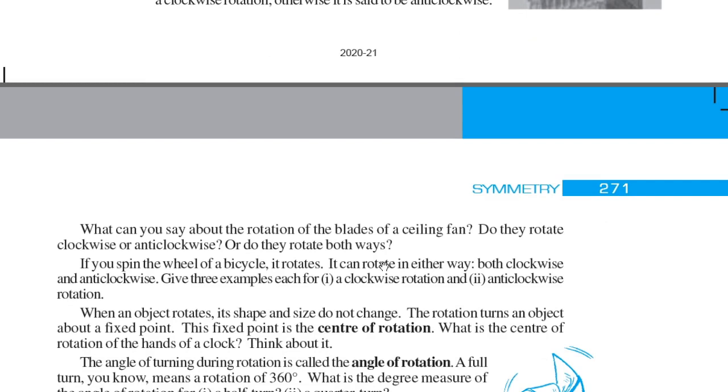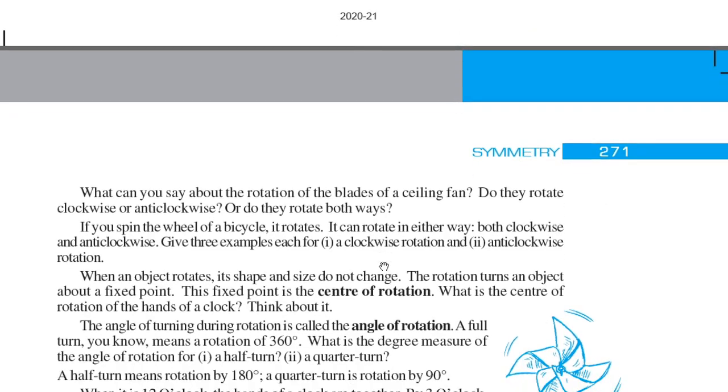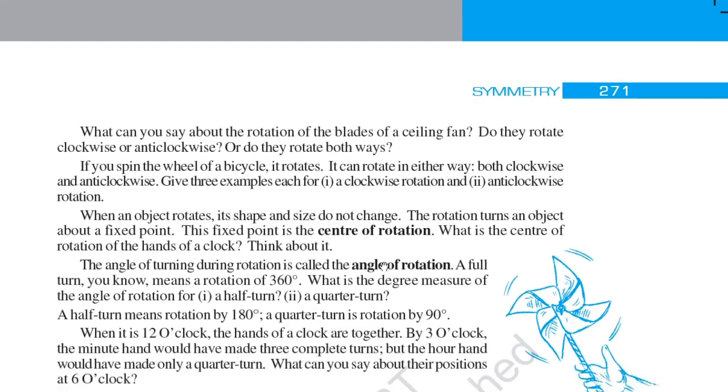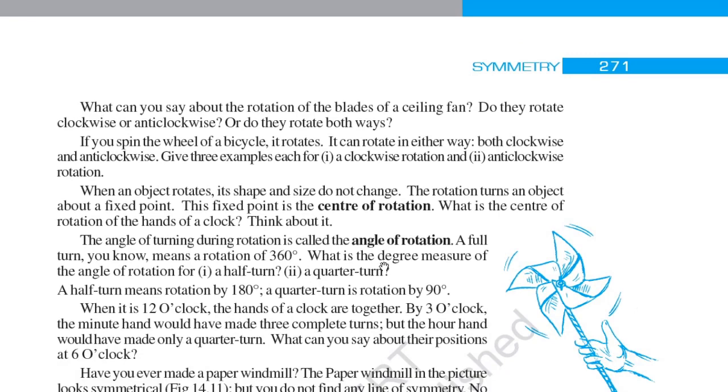What can you say about the rotation of a blade of a ceiling fan? Do they rotate clockwise or anti-clockwise? Or do they rotate both ways? If you spin the wheel of a bicycle, it rotates. It can rotate in either way, both clockwise and anti-clockwise. Give 3 examples each, a clockwise rotation and anti-clockwise rotation.